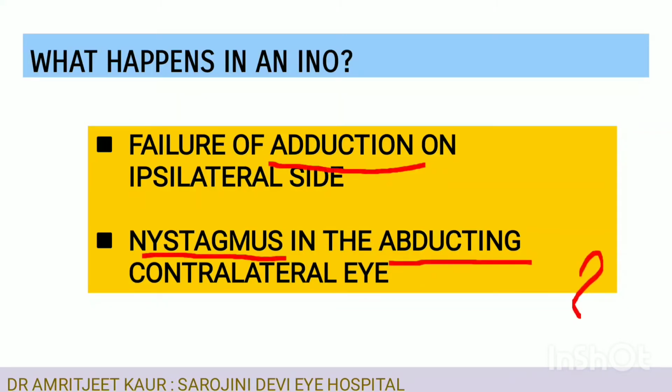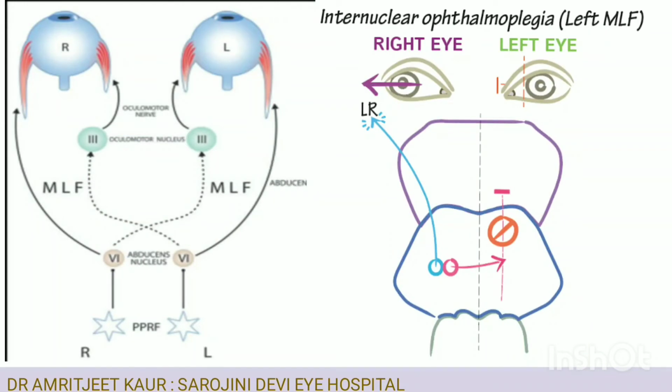Let's make it more clear. This is the same diagram that we have seen before, and let us take an example of the left internal nuclear ophthalmoplegia. As you can remember, what I said was that whenever there is a left internal nuclear ophthalmoplegia, the defect lies in the left MLF. Okay, so when the left MLF is affected, let's see what happens.